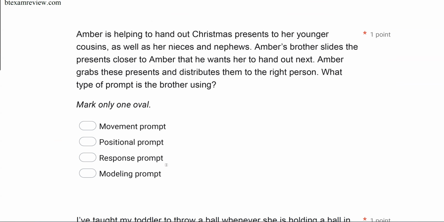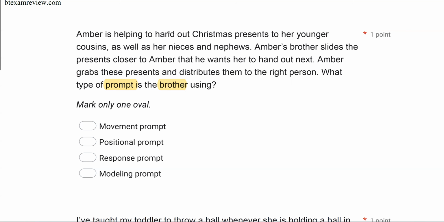Amber is hoping to hand out Christmas presents to her younger cousins as well as her nieces and nephews. Amber's brother slides the presents closer to Amber that he wants her to hand out next. Amber grabs these presents and distributes them to the right person. What type of prompt is the brother using? So we have a prompting question, and we're looking at the brother.